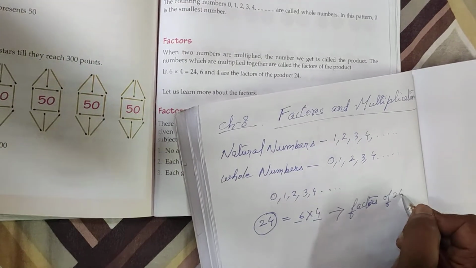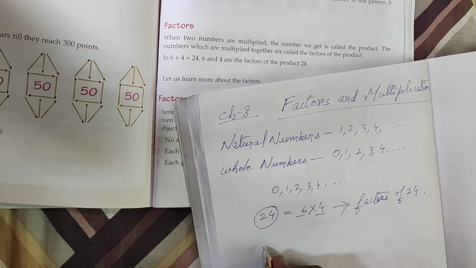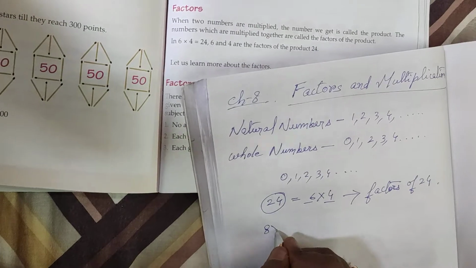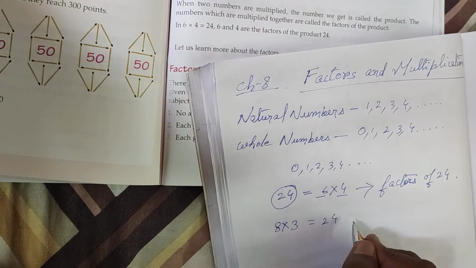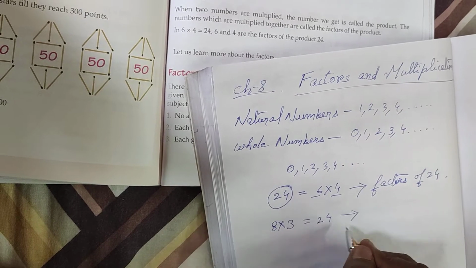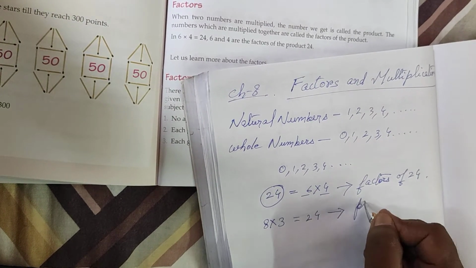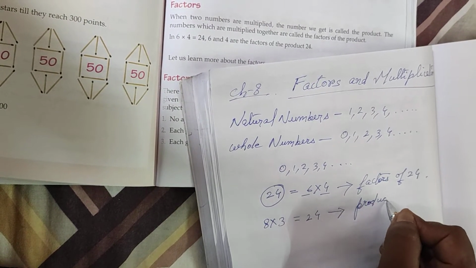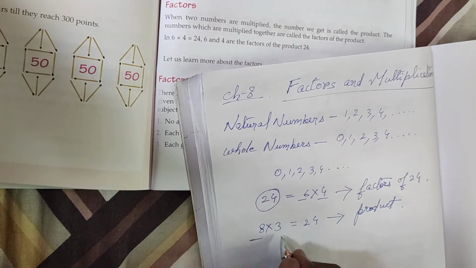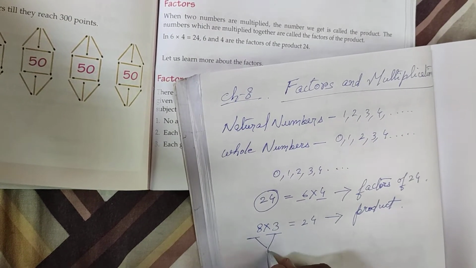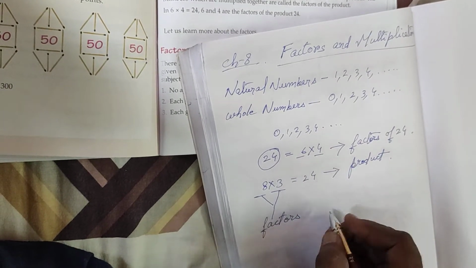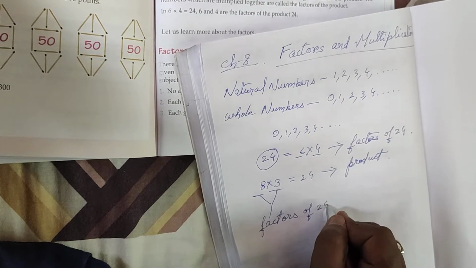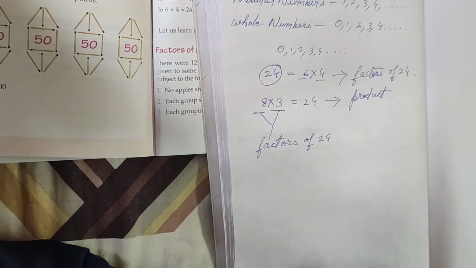Factors of 24. Again I am repeating. For example, 8 into 3 is equal to 24. So 24 is called the product, and 8 and 3 are called the factors. Factors of what? Factors of 24. I am giving you more examples.